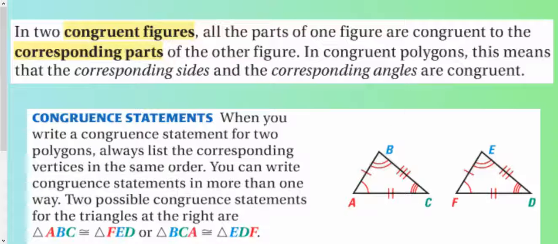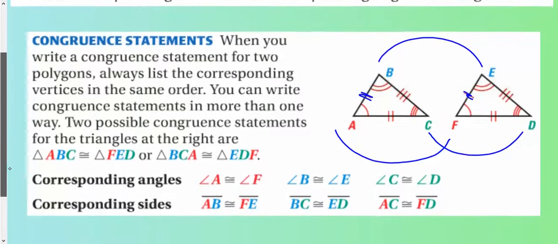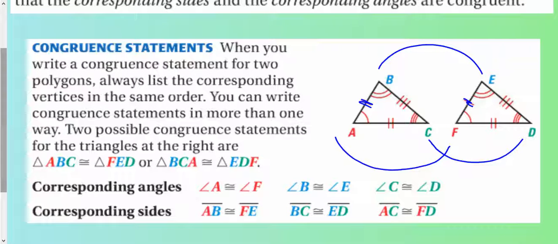If two figures are congruent, all parts of one figure are congruent to the corresponding parts of the other figure, meaning angle B and angle E are going to be equal. Angle A and F are going to be equal. C and D are equal, and then their side lengths as well. So all their corresponding sides and their corresponding angles are going to be congruent. So that's what we got going on here. It looks like a lot, but it's actually a pretty straightforward concept.